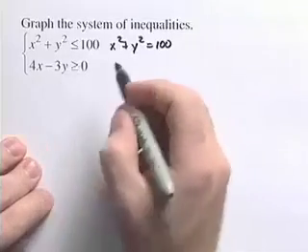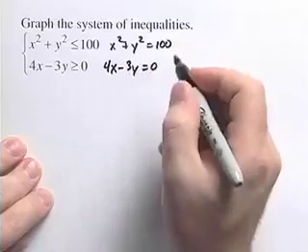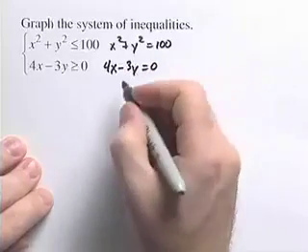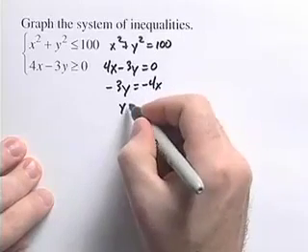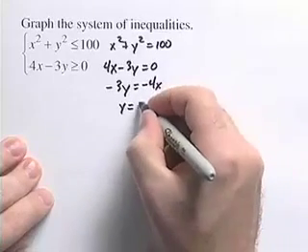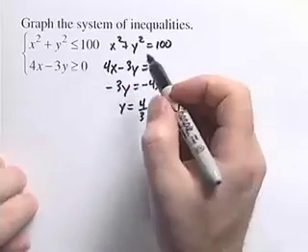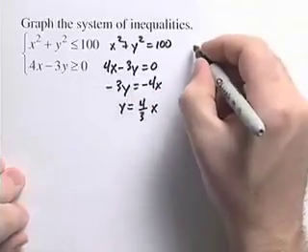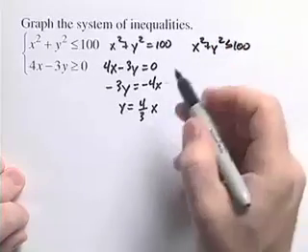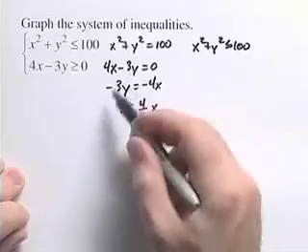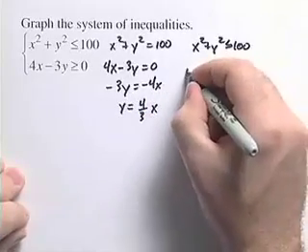Our second inequality, if we consider it as an equation, is 4x minus 3y equals 0. If we solve this for y, we'll get negative 3y equals negative 4x, or y is equal to 4/3 x. Now with our inequality, we really want x squared plus y squared less than or equal to 100. And for our linear inequality, we solve it the same way we did with the equation.